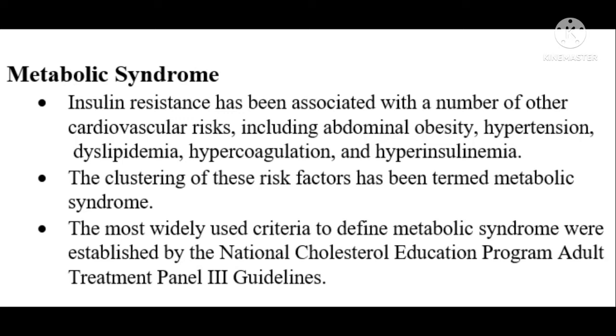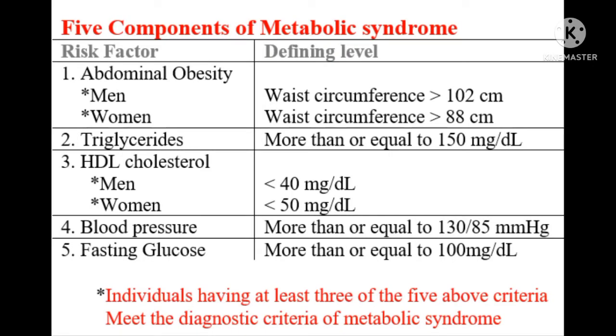Widely used criteria to define metabolic syndrome were established by the National Cholesterol Education Program Adult Treatment Panel 3 guidelines. The following are the five components of metabolic syndrome. First is abdominal obesity, which applies to men and women. In men, if the waist circumference is more than 102 centimeters, then you have metabolic syndrome. For women, the waist circumference is more than 88 centimeters.